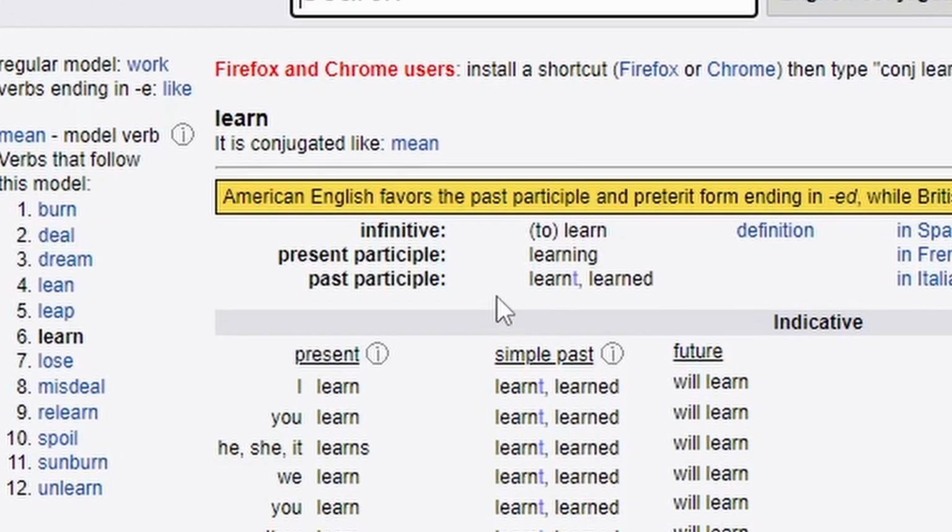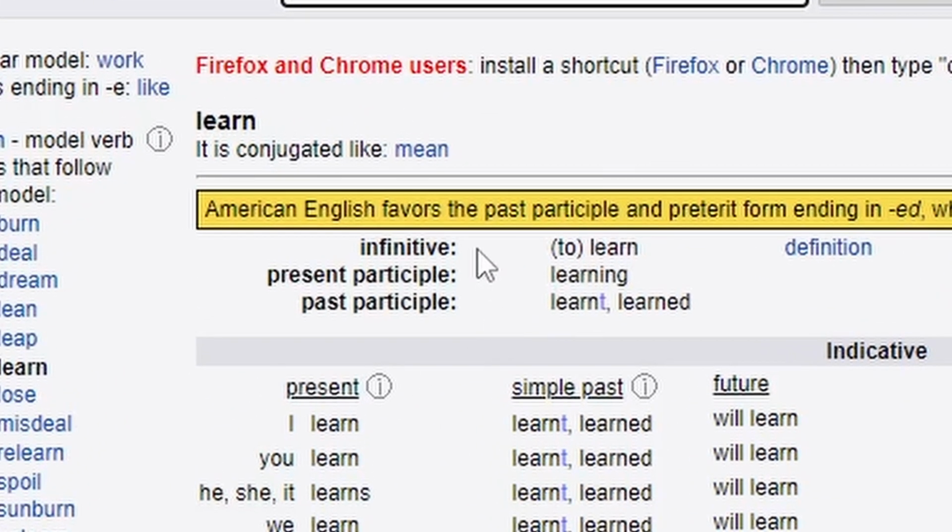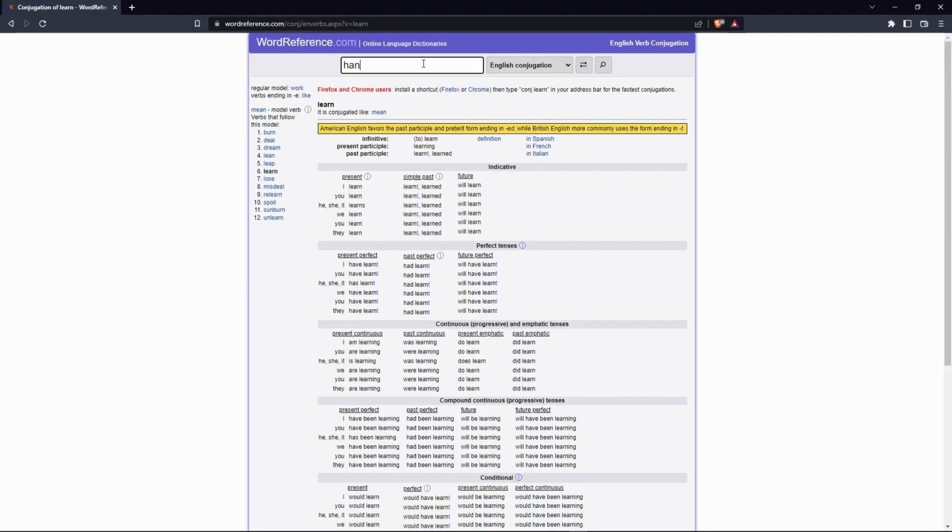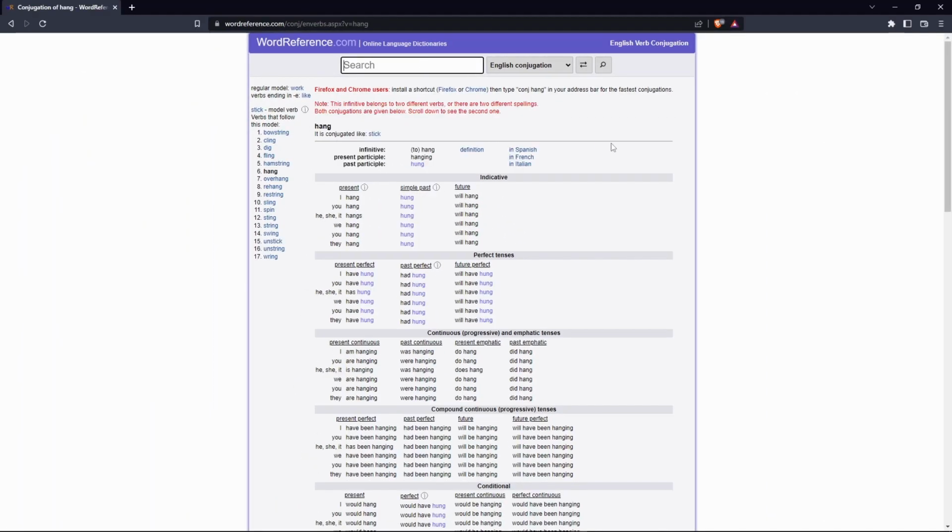Also at the top, we have the actual names for things. The infinitive is learn or to learn. You have the present participle learning, that is with the ing ending, and the past participle, there are two for learn, learnt, and learned. Now let's take a look at another verb, hang.